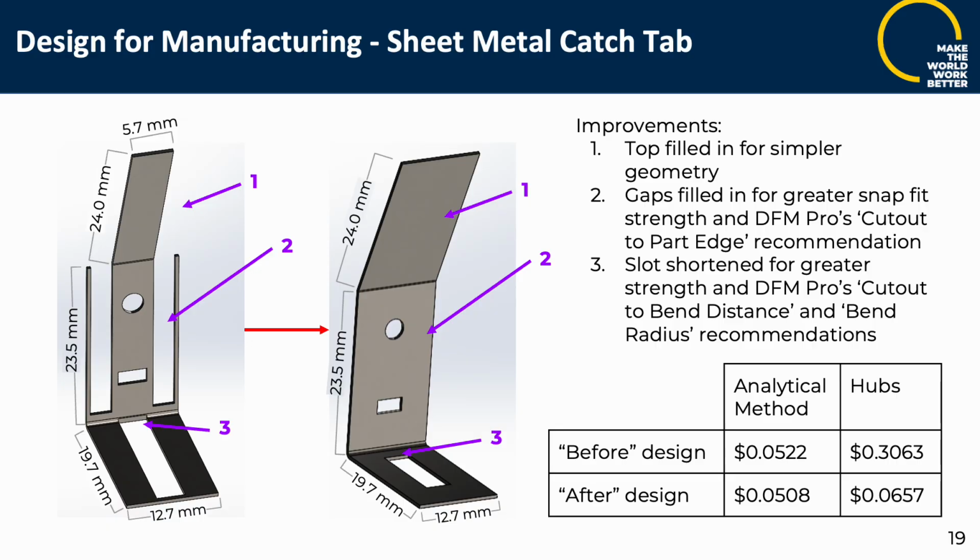The before had a cost of 5.22 cents, with Hubs finding that around 30, and after it went down to about 5.08 cents, with Hubs finding that as about 6.5 cents.